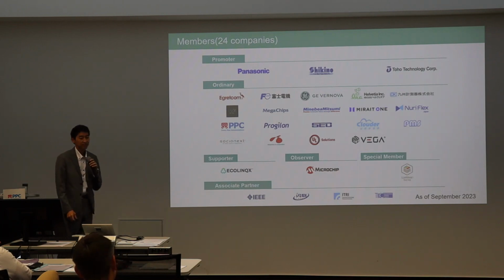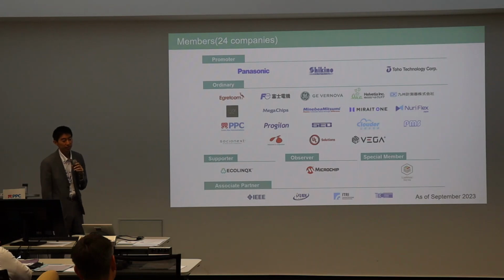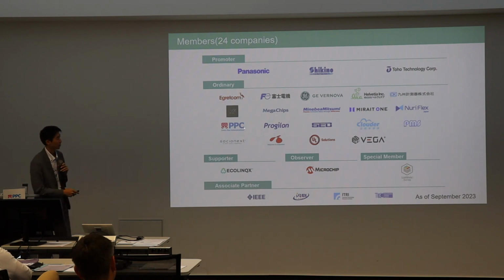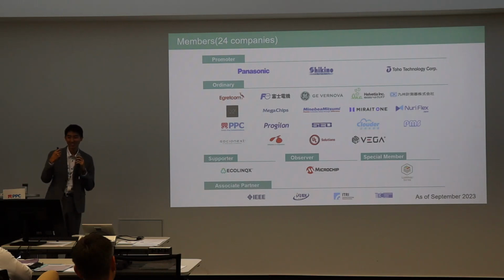This alliance is composed of 24 companies and one organization. The categories of participating members include LSI vendors, module vendors, adapter manufacturers, smart grid providers, system integrators, etc. And of course, BBC is here, so I thank you for joining this alliance again.